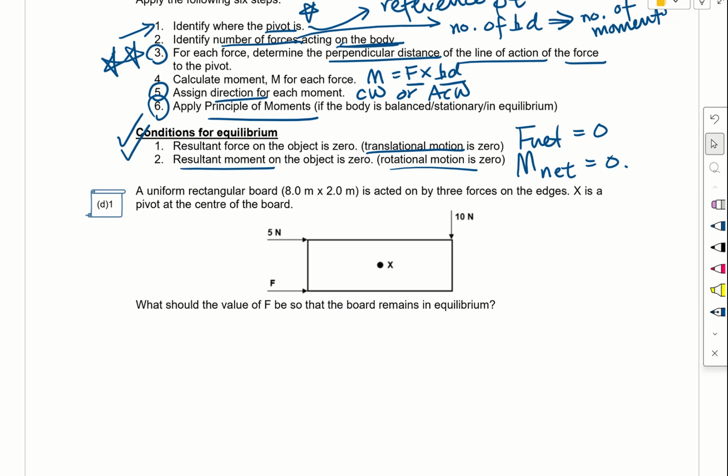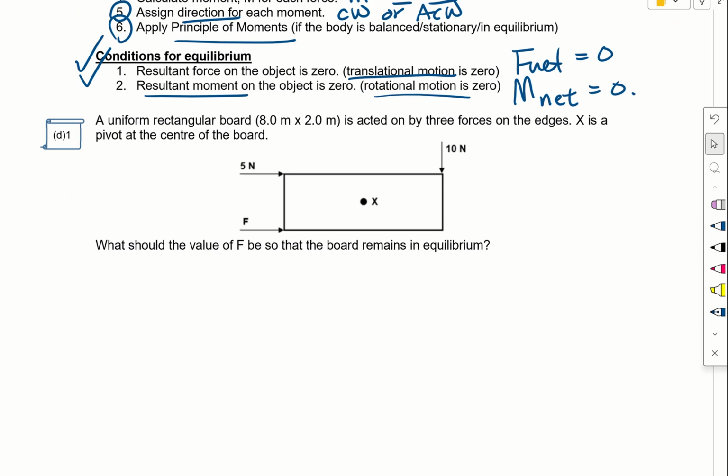Okay, let's use an example to practice the 6 steps. So we actually have a uniform rectangular board. If it's uniform, that means the center of gravity, which we haven't gone through yet, will be in the center. That means the weight will actually be at the center of gravity. But in this case, we will not care about the weight because the weight actually passes through the pivot. It says that X is a pivot. So this force of weight passes through the pivot, so there won't be any perpendicular distance. But we'll talk about it in more detail later.